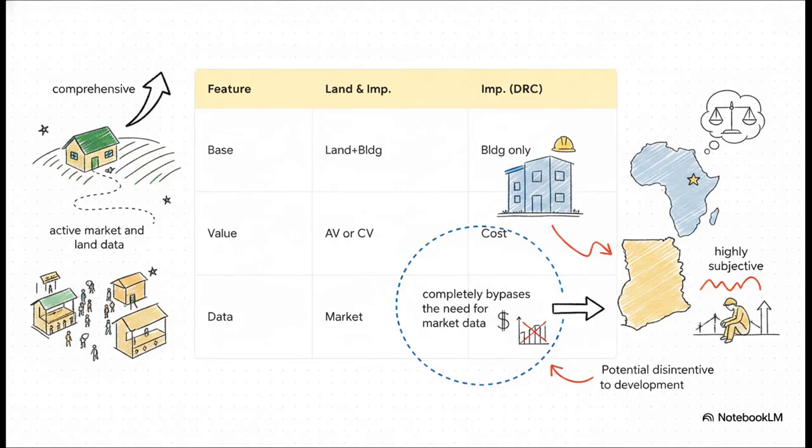So let's quickly recap our journey. On one hand, we have the ideal land and improvements model. It's comprehensive, sure, but it is totally reliant on great land data and active markets. On the other hand, we have the improvements-only models. And notice how method 2, the depreciated replacement cost method we just walked through, completely bypasses the need for market data. That makes it a highly pragmatic, essential solution for places like Ghana, even if it does come with the limitation of being pretty subjective and acting as a potential disincentive to actually developing the land.